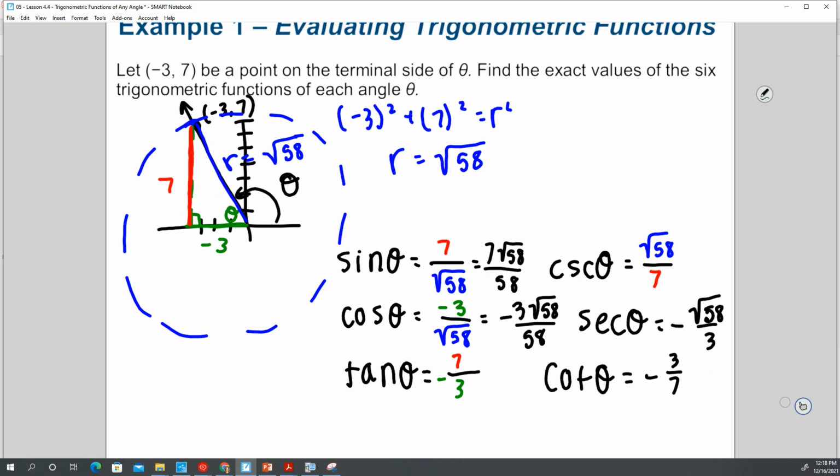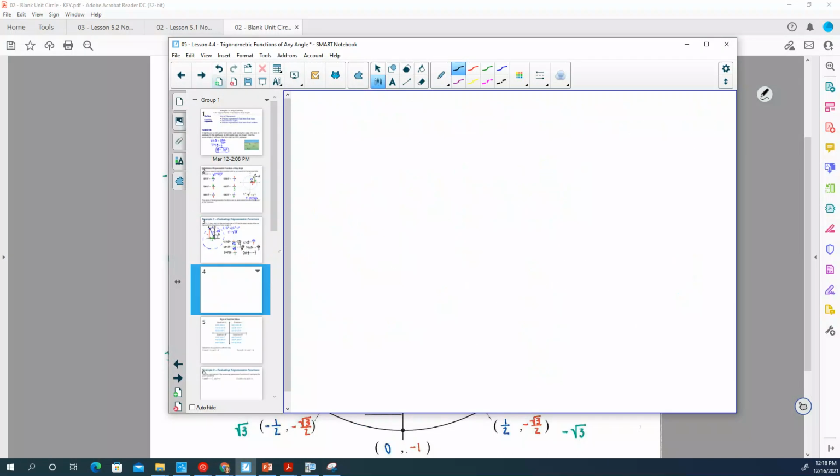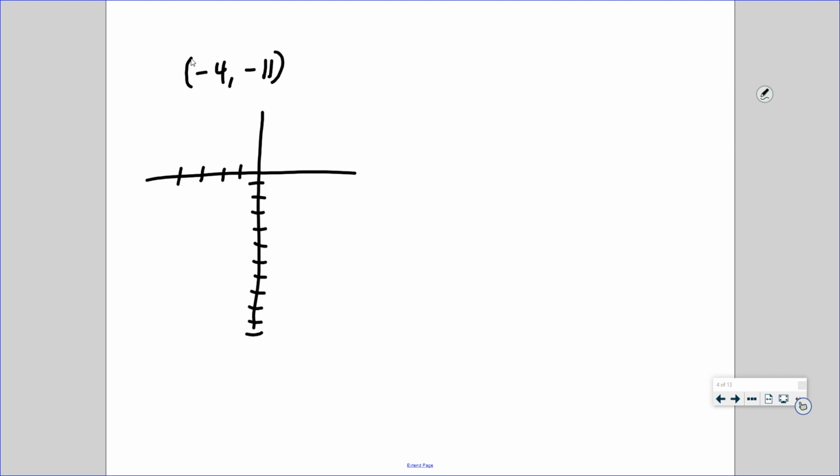Let me give you another example quick. You don't have to write this down. Just look up here for a second. If they said the point is -4, -11, is that on our unit circle? No, it's not. It's not one of those special ratios. So I'm going to have a different kind of circle, a different radius. It's not going to have a radius of 1. If I were to just quickly, obviously it's going to be down here in quadrant 3.